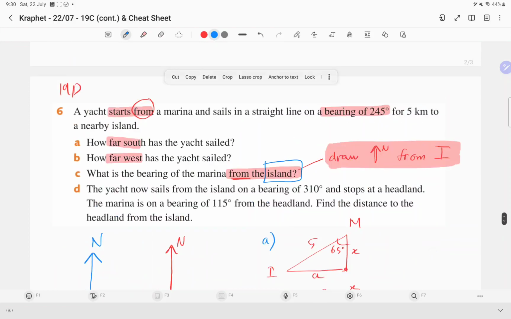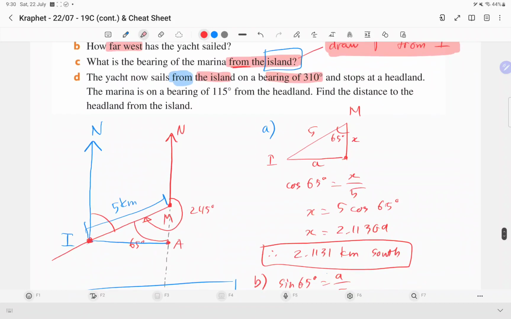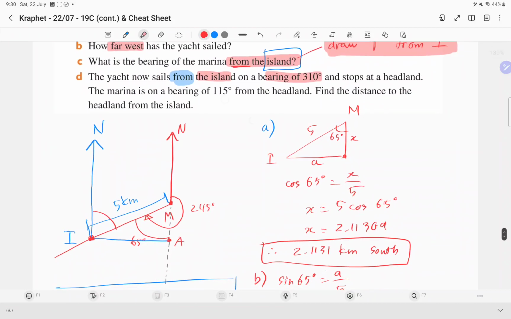And now question D. The yacht now sails from the island. So again, the keyword in bearings is "from". You always look for the keyword "from", because from is normally where you draw the north line and stuff like that. From the island on the bearing 310. See what I said? From the island, bearing 310. Again, island, we already have the north line, bearing 310.